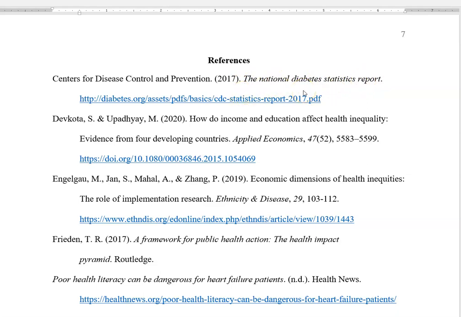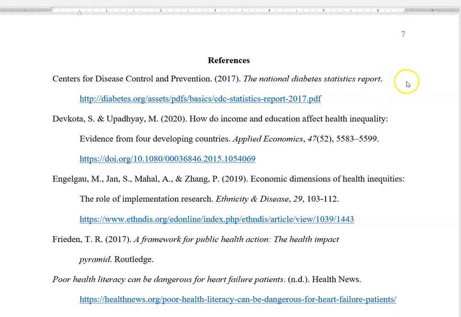What gets italicized and what does not get italicized is going to vary from source to source, like the type of source. For a web page, they want this italicized. And then there's a period after it. There's always a period at the end of each item in the reference entry.